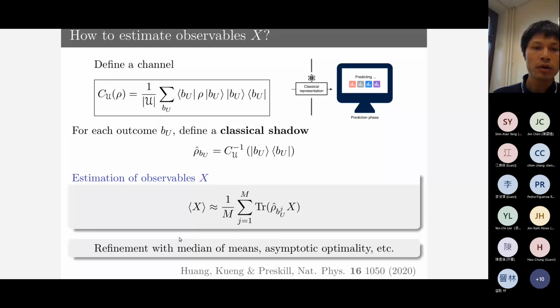And then there are certain more technical things like refinement with median of means, asymptotic optimality, and so on, which I'm not going to discuss now. I'm trying to explain how to understand this formula in the first place.